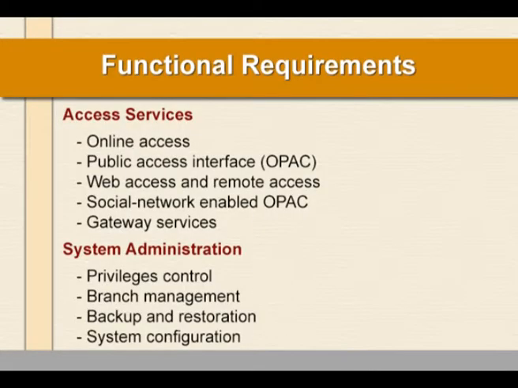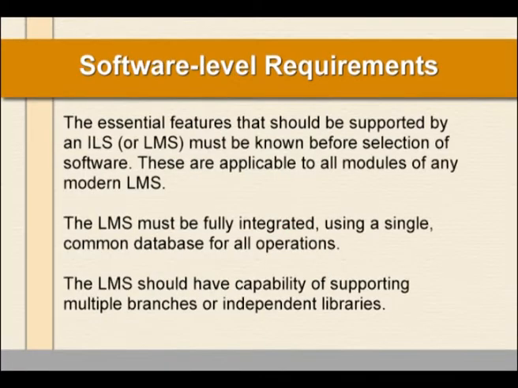At the access level, you need to ensure online access through the web, that is called web OPAC, social network enabled OPAC, gateway services, system and administration. We need to control privileges, we need to control branch management, because some library automation systems support independent branch management, and you need to ensure that if you are basically a distributed library system. So we already covered the system level and these functional level requirements.